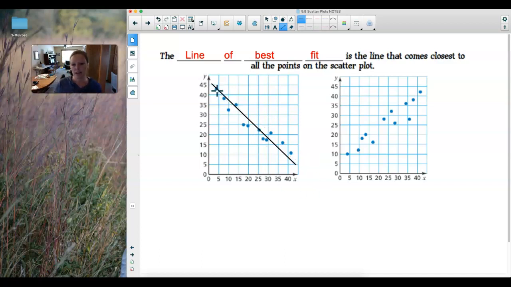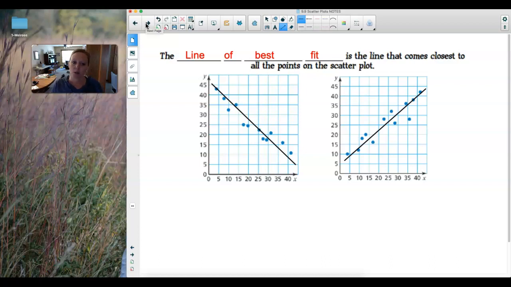So this first line, you can see that as this number on the bottom is increasing, this number on the side is decreasing. So that data is going in that downward motion. Okay, on the second one, if I drew a line of best fit, the line of best fit has to have about the same number of dots on each side of it. We can see that that data is going up. As one number increases, so does the other.